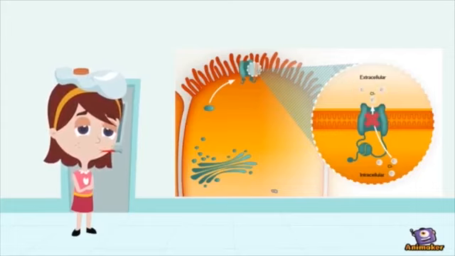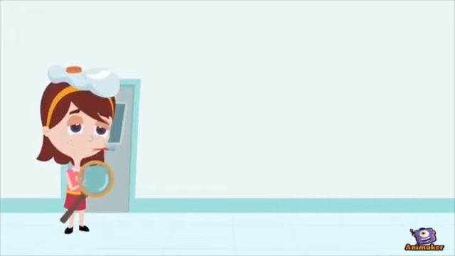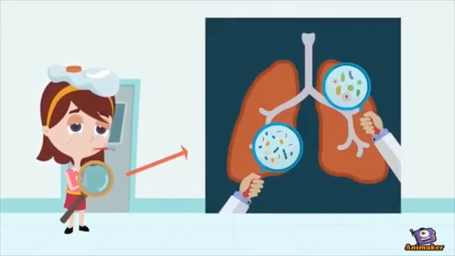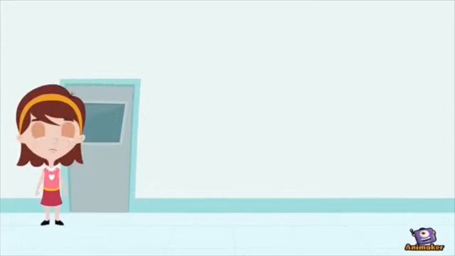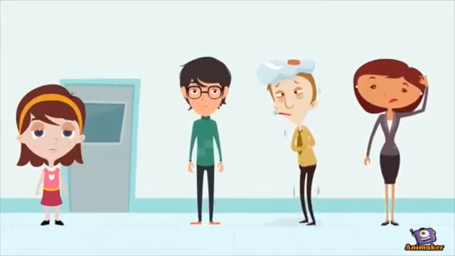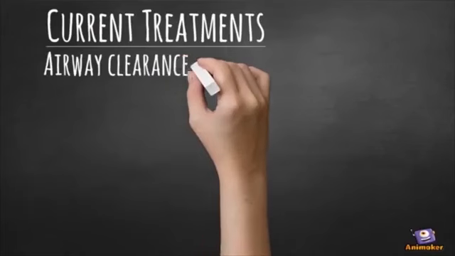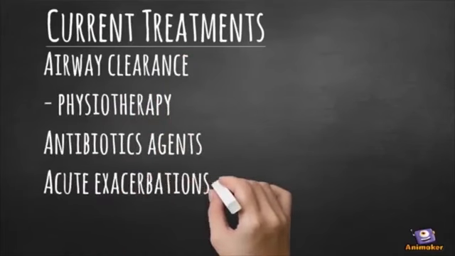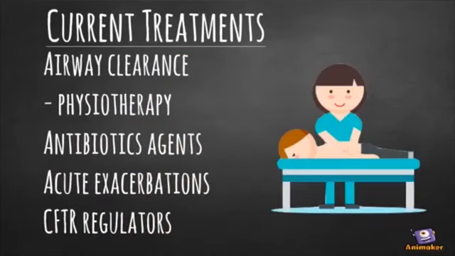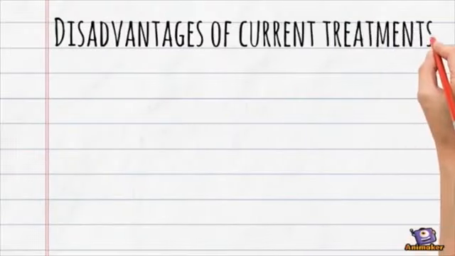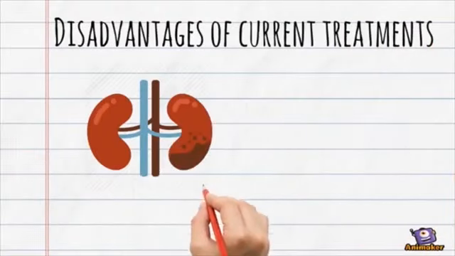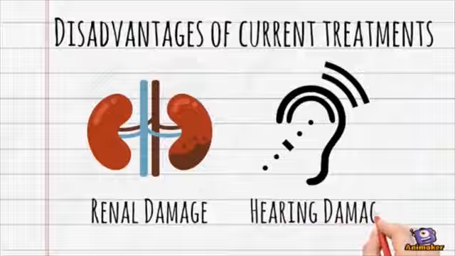For Sam, this disease affects multiple organs with symptoms mainly including impaired respiratory function and repeated lung infections from colonized bacteria in the mucus. And other CF patients have several treatments. These include airway clearance, antibiotic agents, acute exacerbations, CFTR regulators, and many more. Each treatment has its own disadvantage. The use of antibiotics, for example, may cause renal and hearing damage.